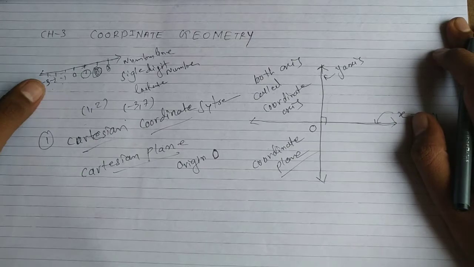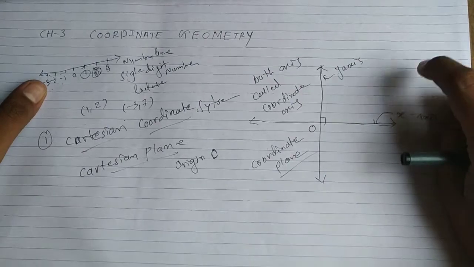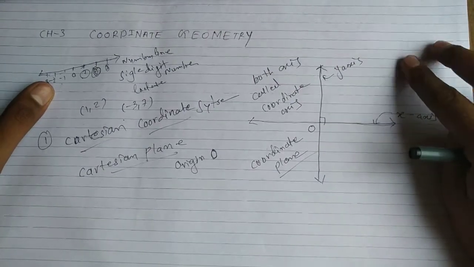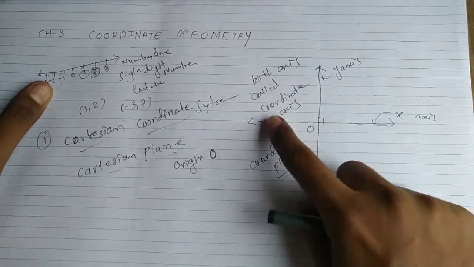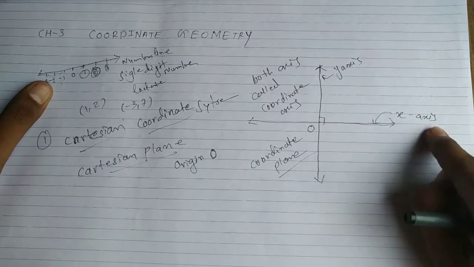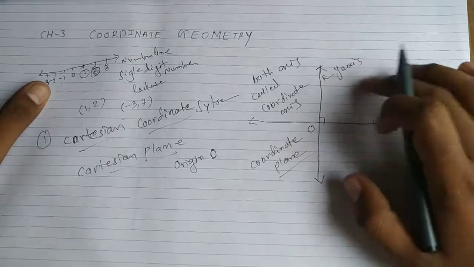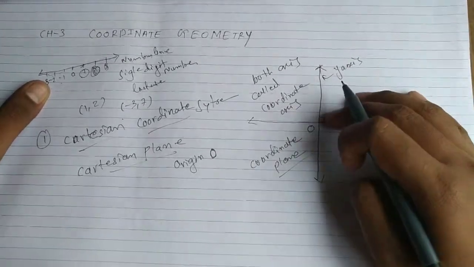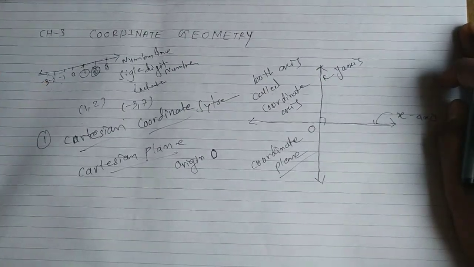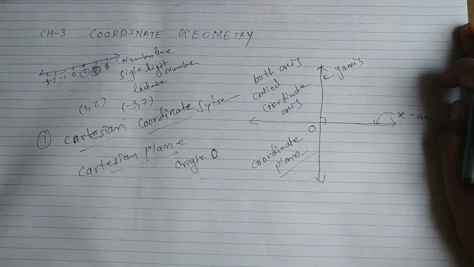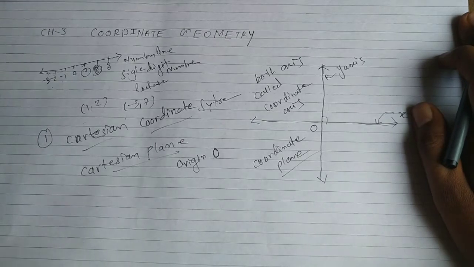In chapter number 3, coordinate geometry, first we studied the Cartesian system. What is the Cartesian plane? It is a plane with two perpendicular lines intersecting at the origin O, the horizontal line called the x-axis and the vertical line called the y-axis. Both axes are called coordinate axes, and this plane is the coordinate plane in the Cartesian coordinate system. We studied the Cartesian plane. So now the next topic.